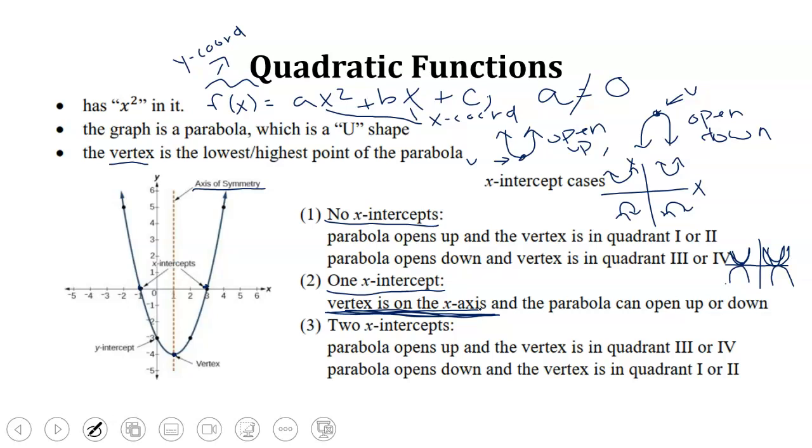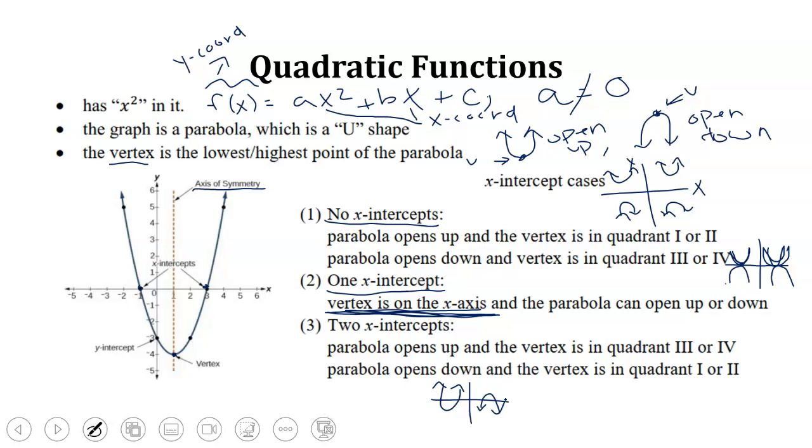And then when are there two x-intercepts? That would be similar to what we just did, this example over here, the example on the left, or the rough draft drawing that I'm showing you.